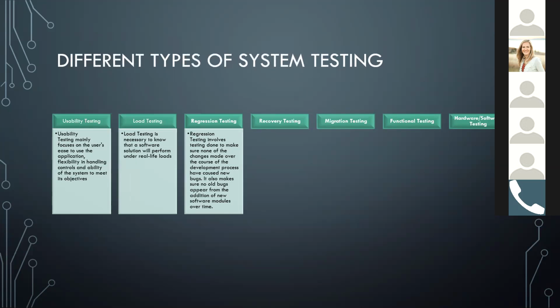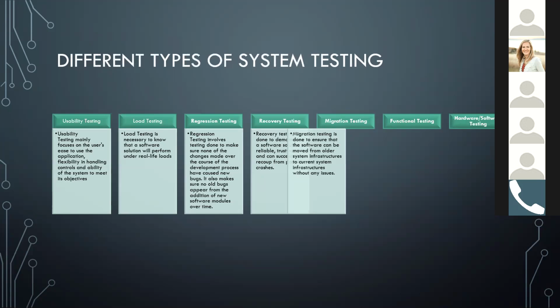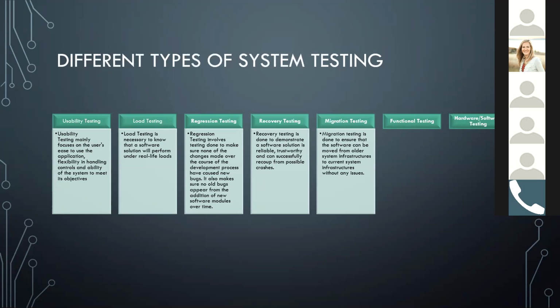Regression testing involves testing done to make sure that none of the changes made over the course of the development process have caused new bugs. It also makes sure that no old bugs appear from the addition of new software modules over time. Recovery testing is done to demonstrate a software solution is reliable, trustworthy, and can successfully recoup from possible crashes. Migration testing is done to ensure that software can be moved from older system infrastructures to current system infrastructures without any issues.